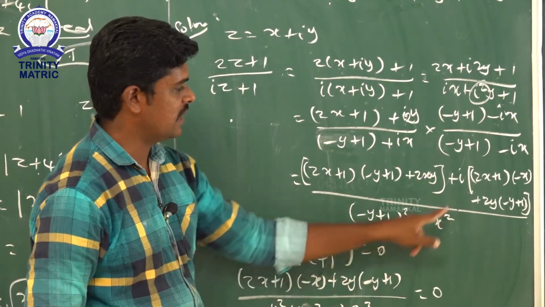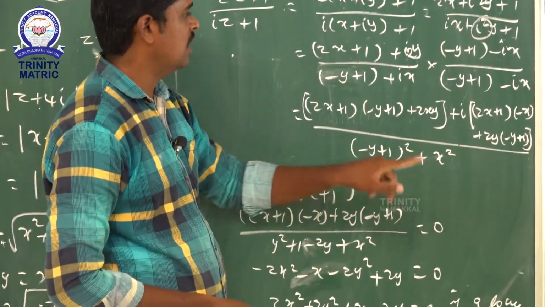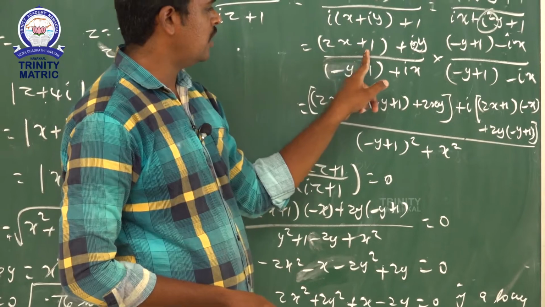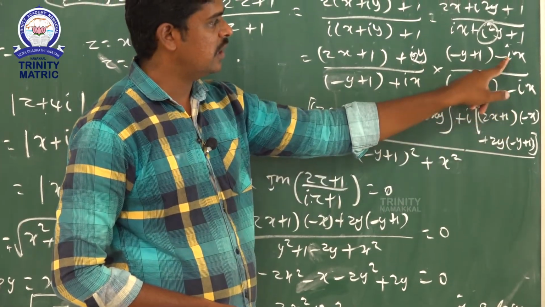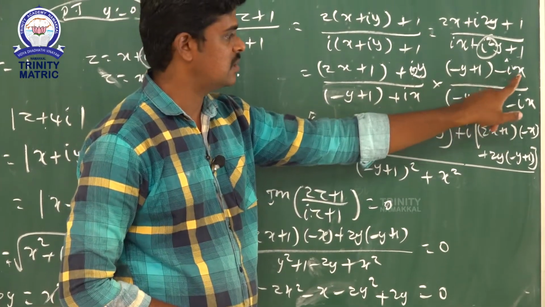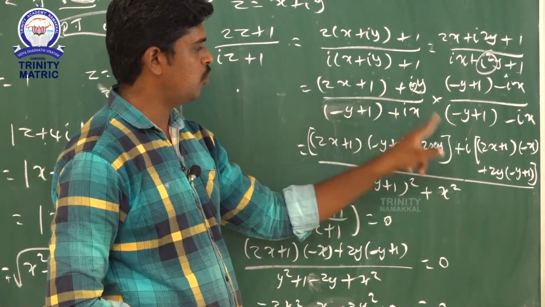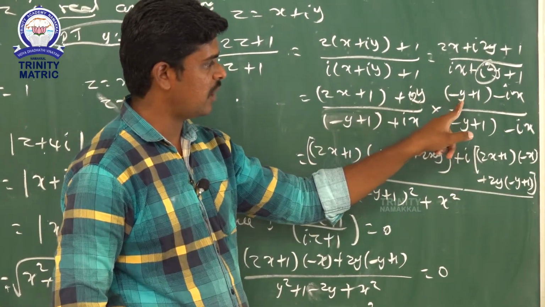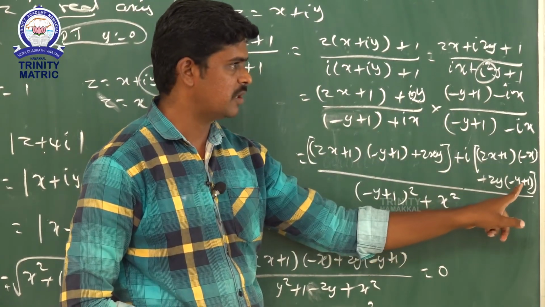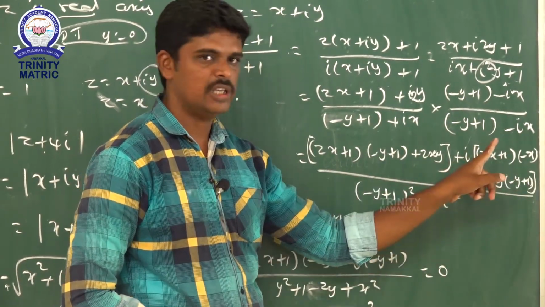Okay. Next plus i take outside. Here 2x plus 1 into here item minus x. So minus x. Plus here item 2y and real term is minus y plus 1. So minus y plus 1, this term is totally imaginary part.